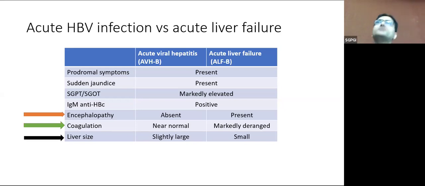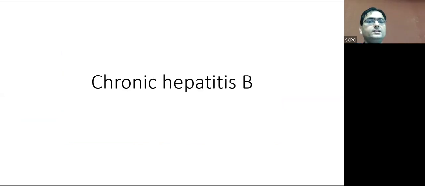If the liver is shrinking, that means the parenchyma of the liver is getting damaged and necrosis is setting in, and the patient is going into acute liver failure. So these three things we have to keep in mind while monitoring a patient of acute viral hepatitis.